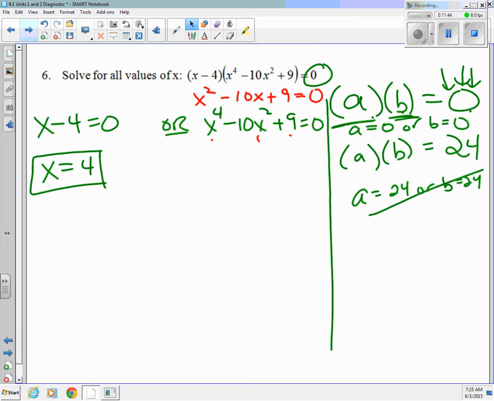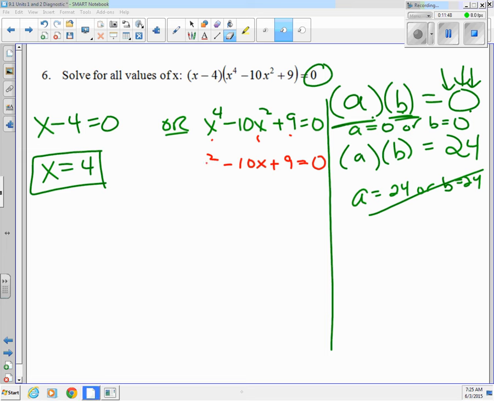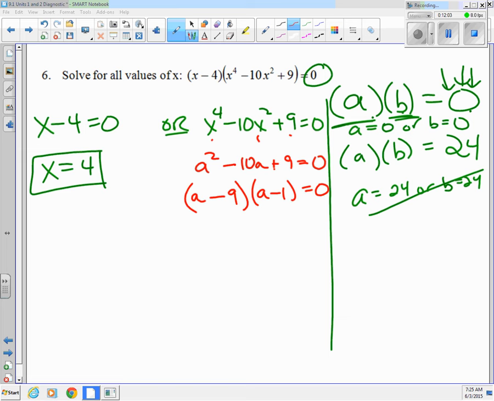So imagine if I took this red problem for a second and factored it. Or I'll even just give it another name. I'll call it a squared. So a squared minus 10a plus 9 equals 0. If I factored that, I would get a minus 9 times a minus 1 equals 0, because negative 9 times negative 1 is positive 9, so they multiply to positive 9 and add up to negative 10.